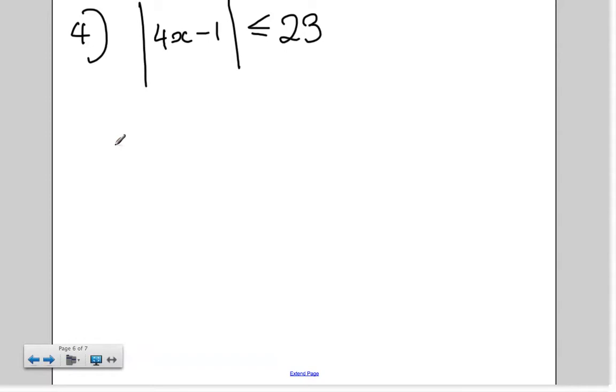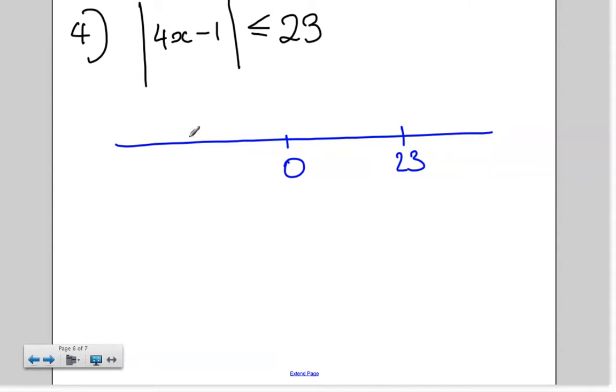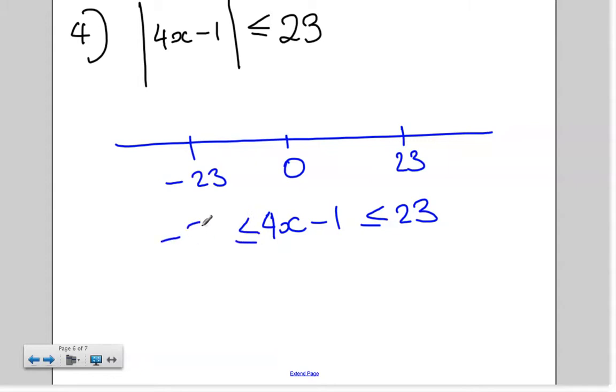This time we've got 0 and 23 and minus 23. So we want our solution to be less than or equal to 23, so it's somewhere within this range. So we want 4x minus 1 to be between 23 and minus 23.